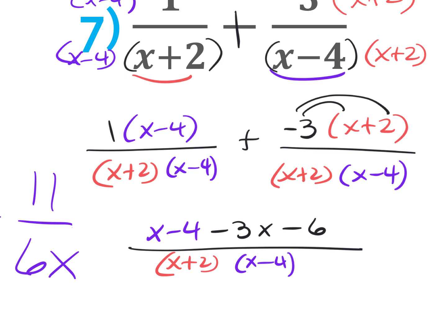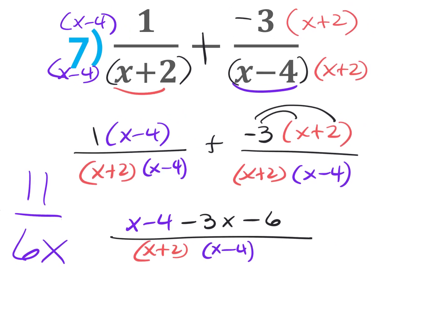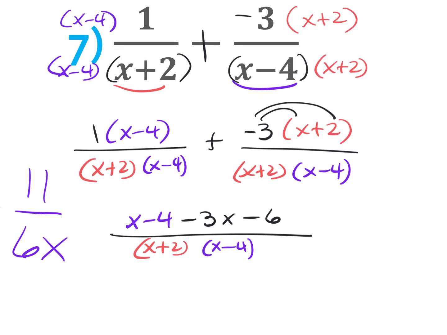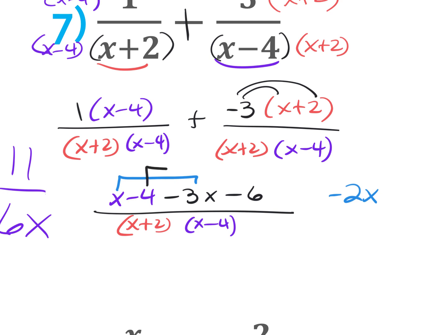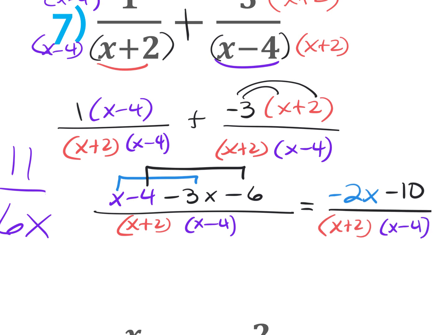I need to combine my like terms in my numerator. So I'll do the 1x minus 3x, which gives me -2x. And then I'll go ahead and combine the -4 and the -6. Write the LCD. We're not foiling this. We're leaving it factored.